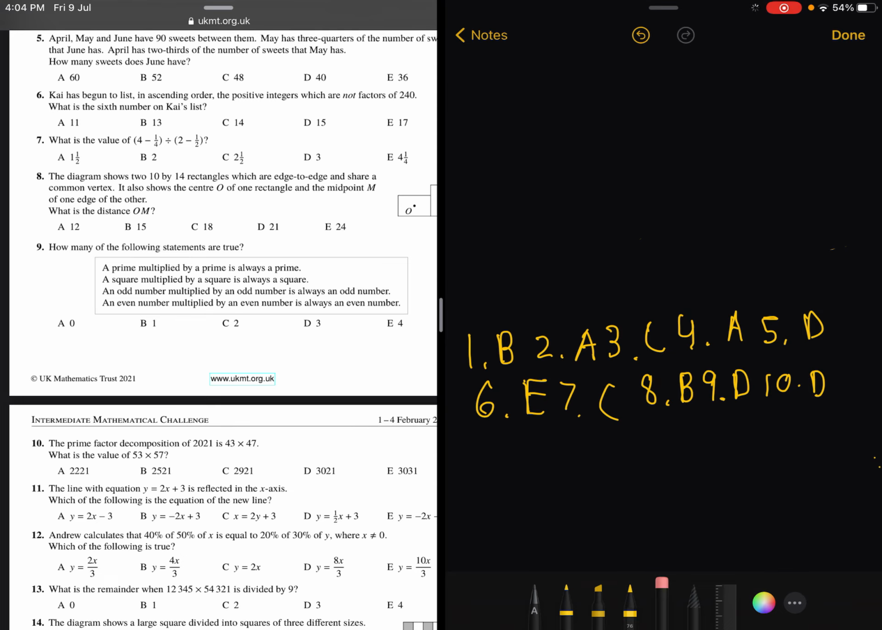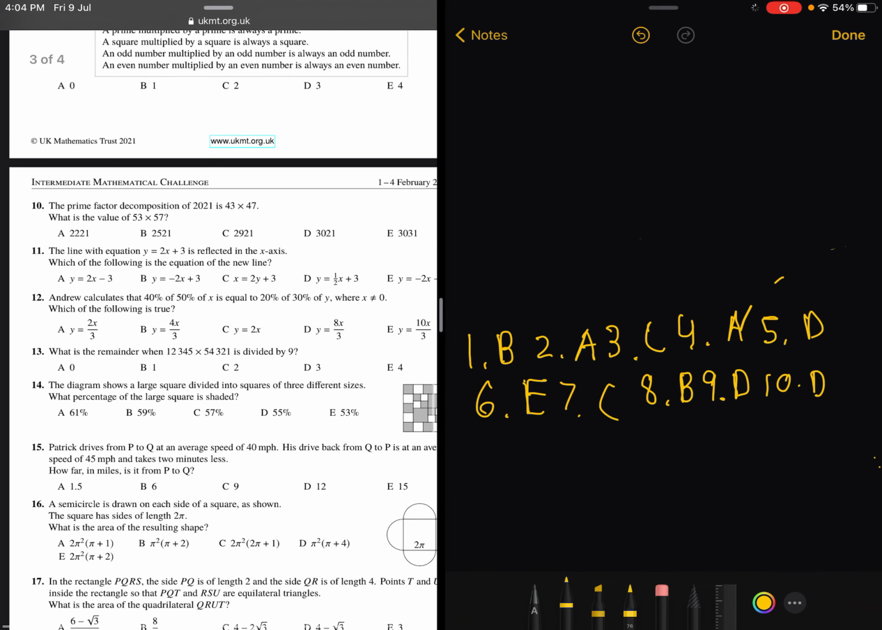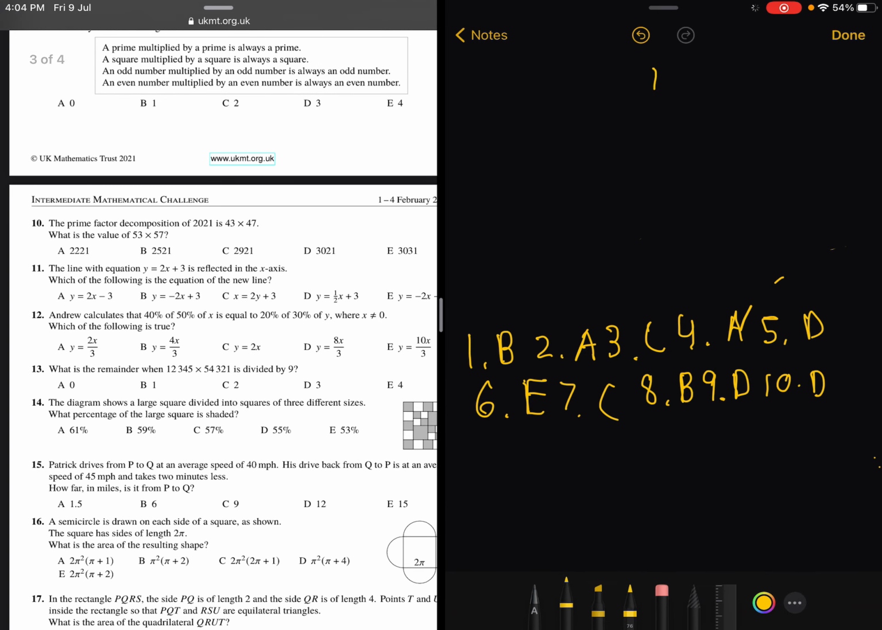Question 11 was actually not that tricky of a question. First we need to draw a Cartesian plane. And let's draw y equals 2x plus 3, which is roughly something like this. Probably a bit steeper, but something like that.